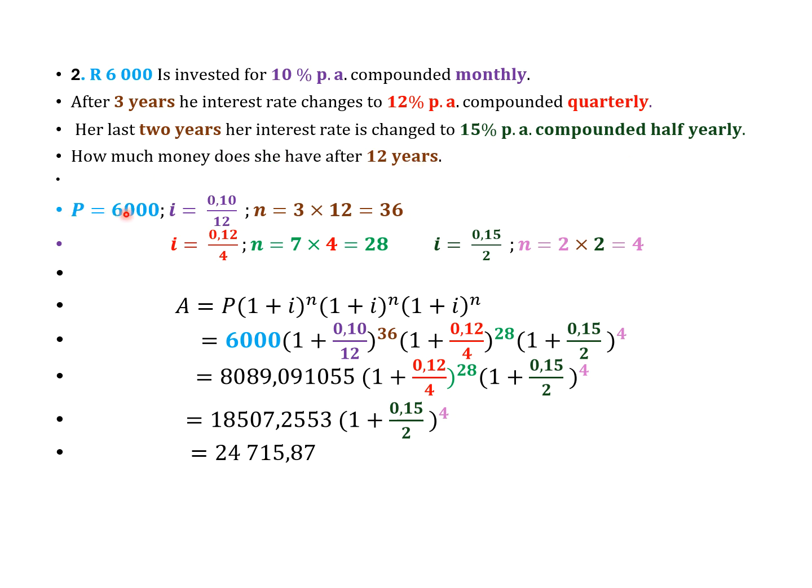So P is 6,000. I, 10% per annum, that would be 10 divided by 100, which gives me 0.1. Compounded monthly, so I divide by 12. After 3 years, the interest rate changes. So for the first 3 years, N is 3, 3 times 12, which gives me 36. Right, then how much money after 12 years? So after 3 years, it changes to 12% per annum. So 12 over 100 is 0.12, compounded quarterly, divided by 4.